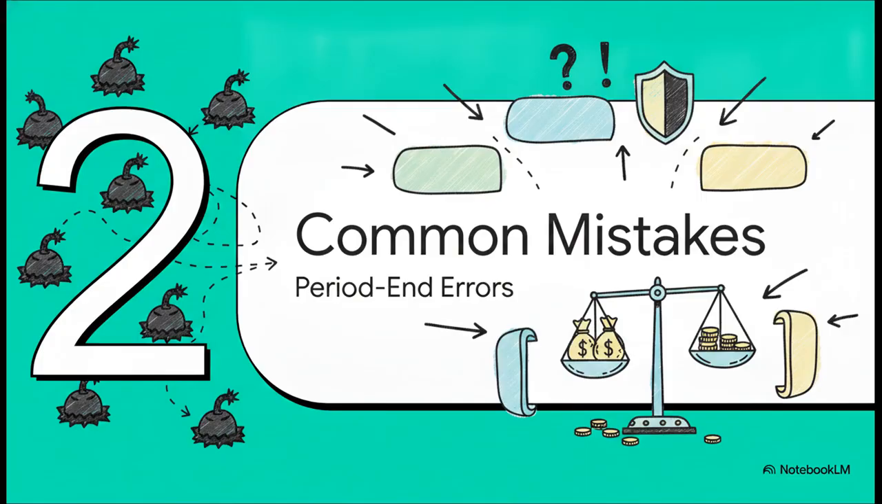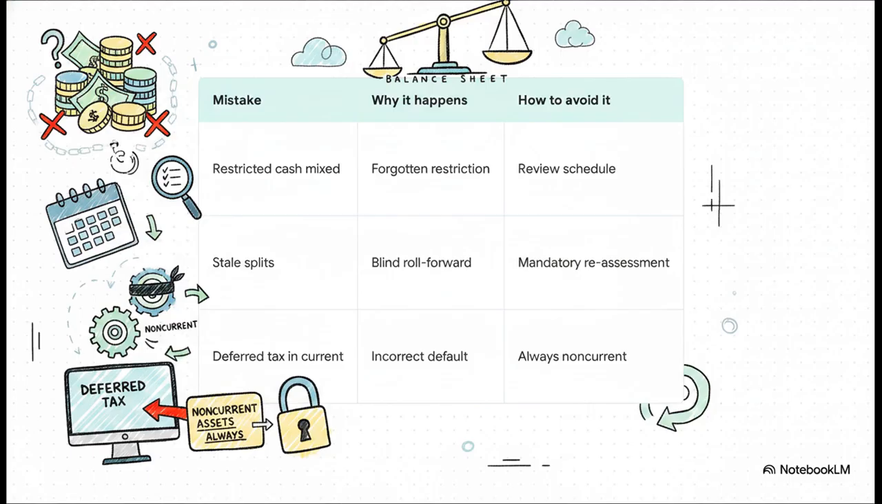But let's be real, even with those rules in place, accountants still step on landmines all the time. Let's navigate some of these common period end errors. Picture this. You roll forward last month's spreadsheet, you're rushing, and you totally forget that a chunk of cash was recently restricted. It happens way more than you'd think. Or consider blindly rolling forward your current and non-current splits without actually doing a mandatory reassessment.